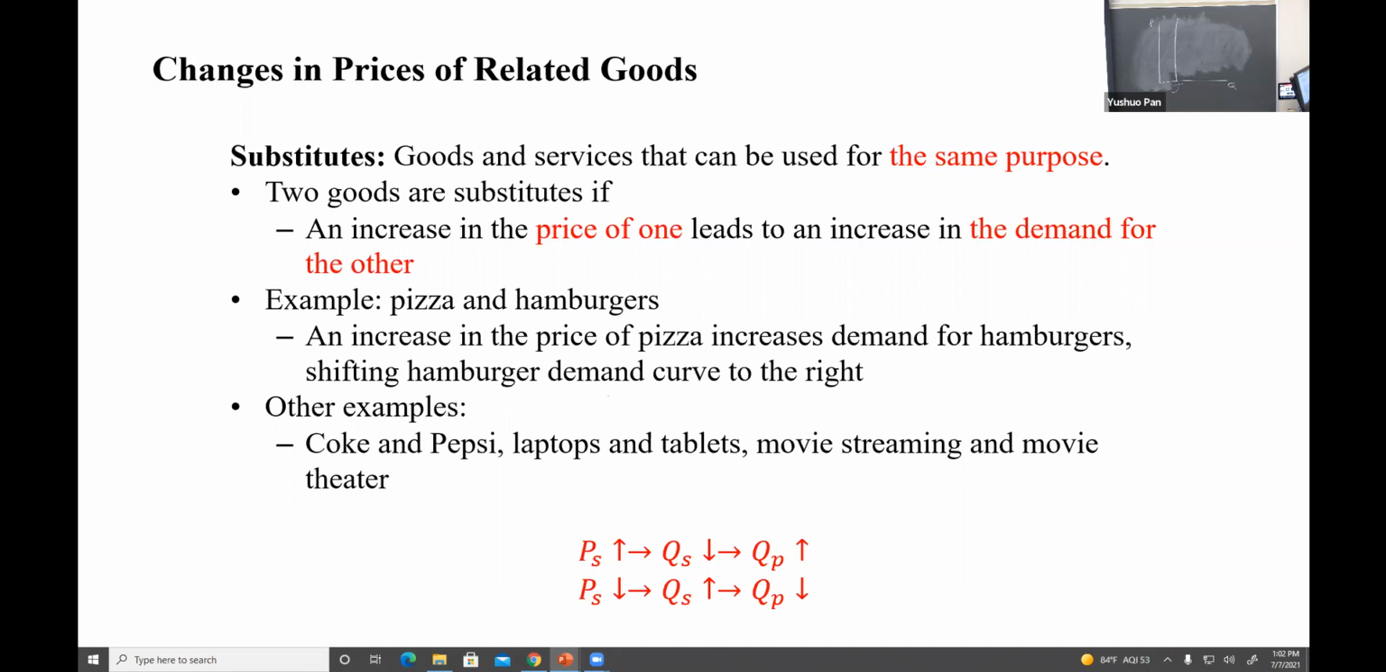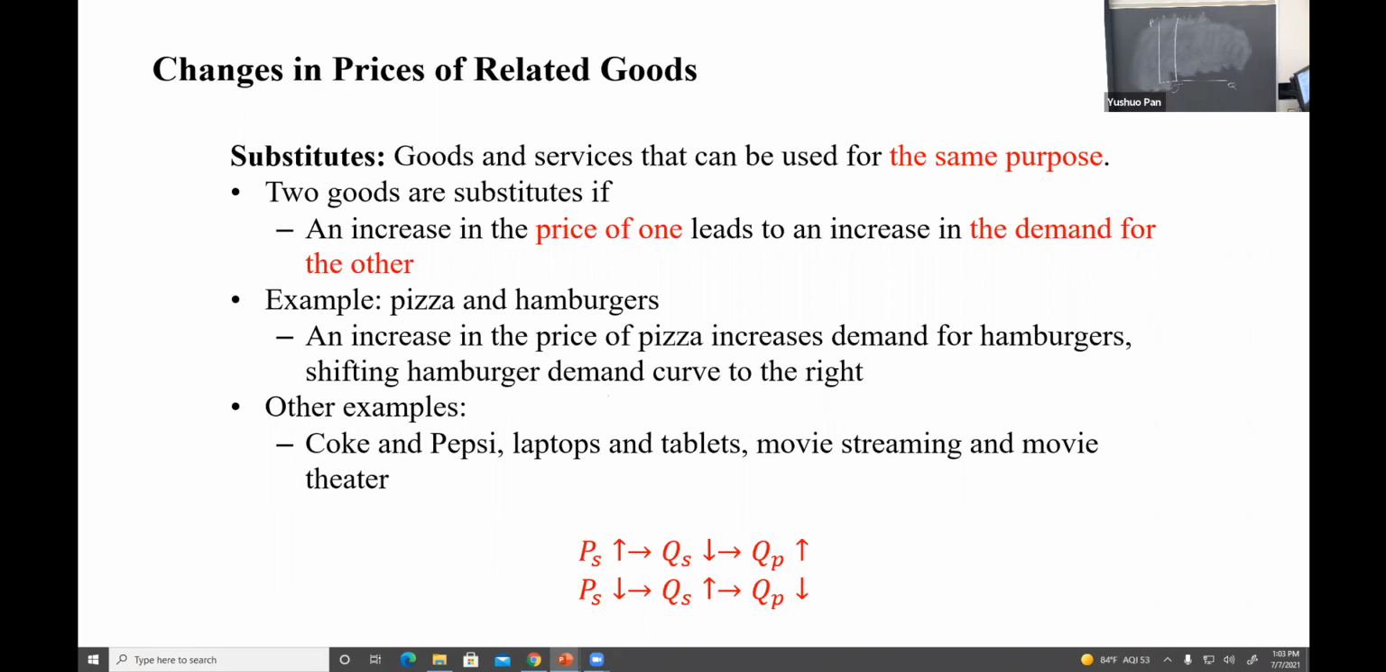Because remember, I mentioned that the price of the good and the quantity demanded are a pair of words, these two. But the demand for the other product and the price for the substitute goods, they are not a pair of words. Only these two things. So the price of the substitute goods goes down, and then the quantity demanded for the substitute good goes up, and the demand for the other product will go down. That's the meaning of my expression here.